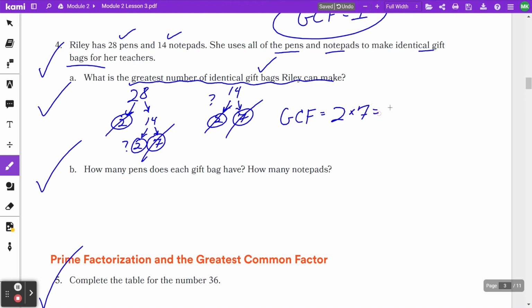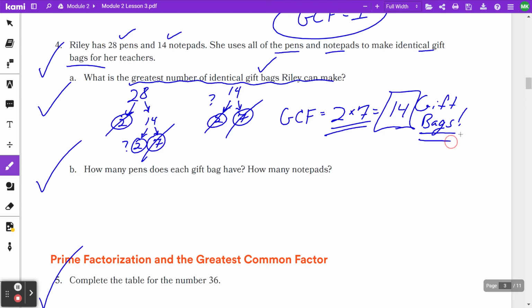So I'm going to list that. All I have to do is multiply the prime numbers that both values share. Multiply those together and I get my 14. So they can make 14 gift bags. All right, so 14 gift bags can be made.